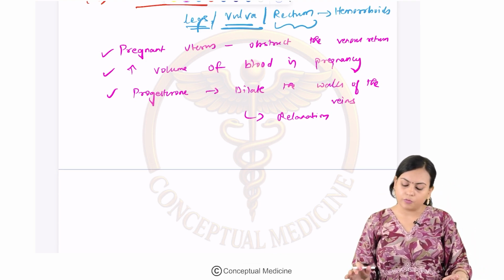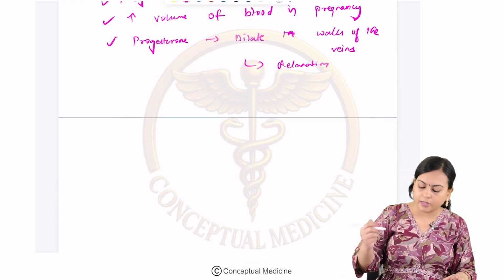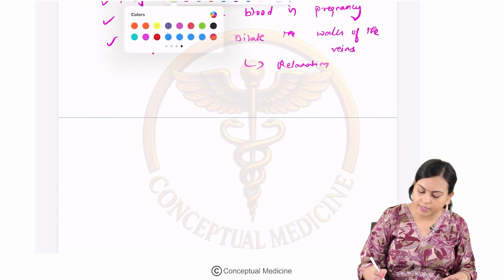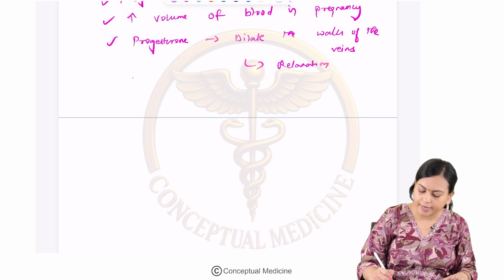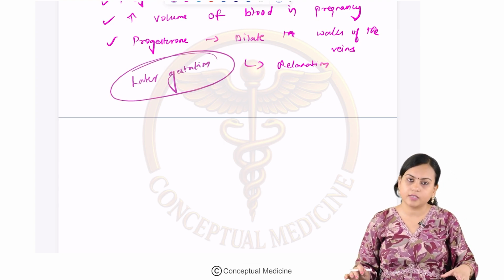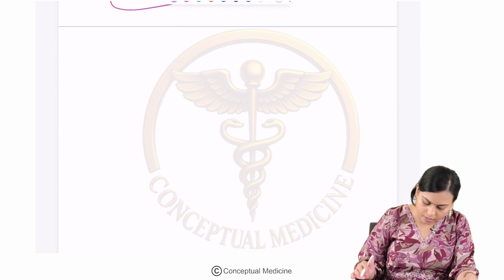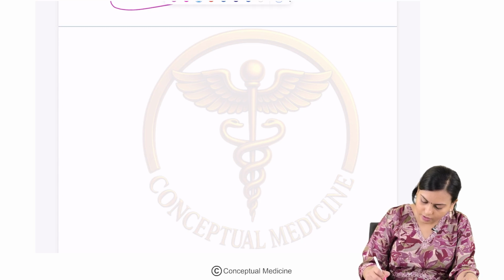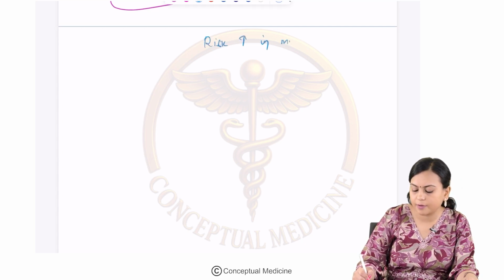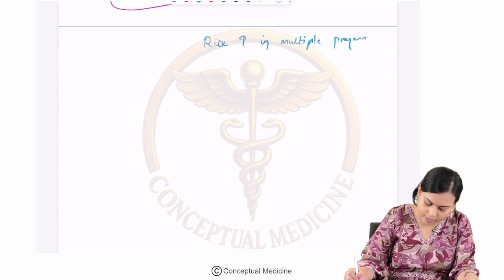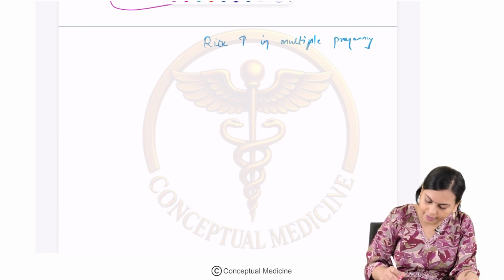Okay, so there is more varicosity, and the varicosity is going to happen mostly during later gestation. Only in later gestation can you see this varicosity. Now there is an increased risk in multiple pregnancy because the compression is even more, right? So there is an increased risk in multiple pregnancies. So how will you manage this?